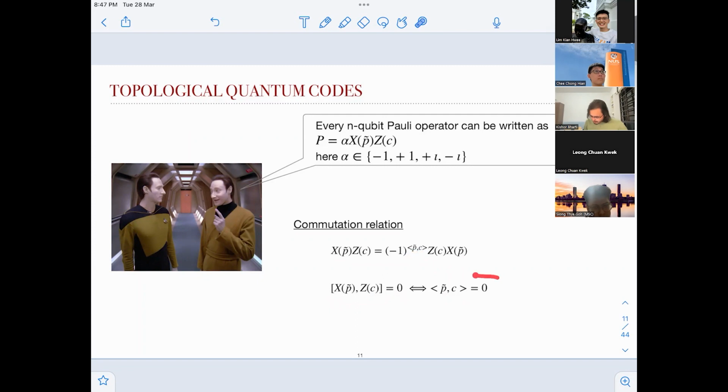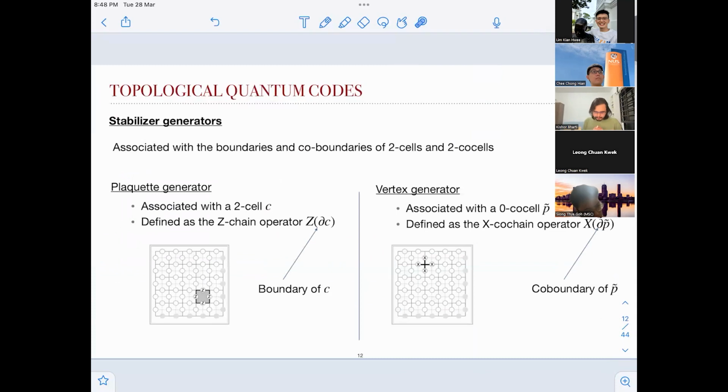So even though we started with X and Z, at the end of the day we will be only talking about the plaquettes, basically cells and co-cells, because they will govern whether the corresponding operators commute or not. Nice. So let's first define what the stabilizer generators are. Stabilizer generators are associated with the boundaries and co-boundaries of 2-cells and 2-co-cells.